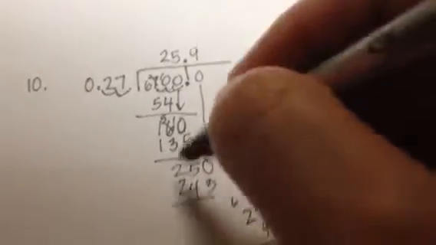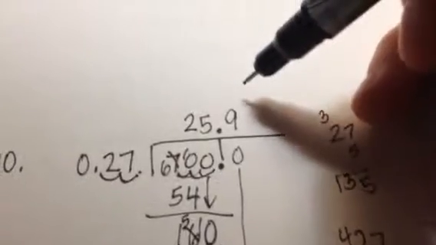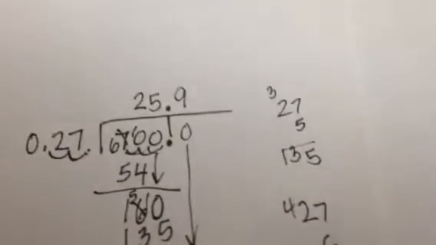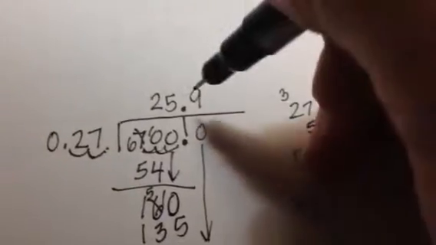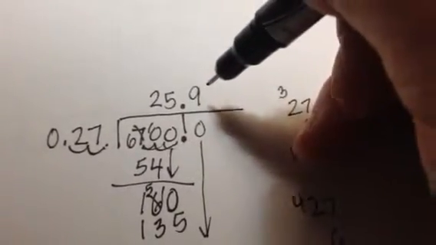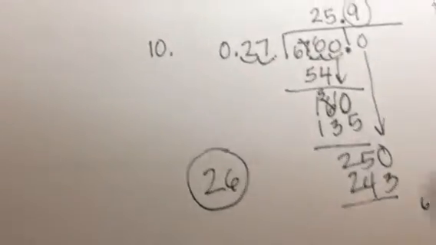243. Now, I don't even have to do the rest of this math because I've been asked to round it to the nearest whole number. So at 25.9, what's the nearest whole number? Is it 25 or is it 26? Well, because this is greater than 5, it has to be, you're right, 26. So 26 would be the answer for that one.